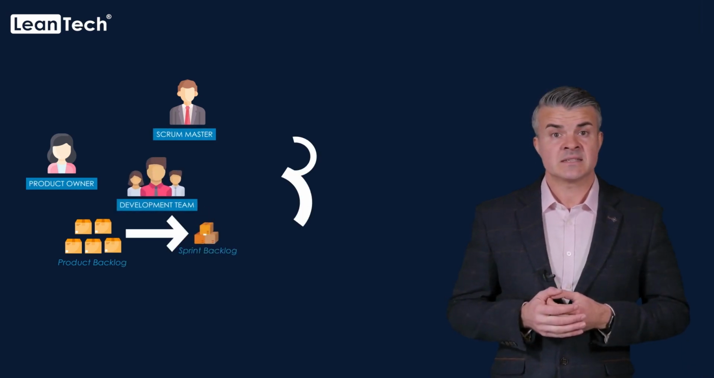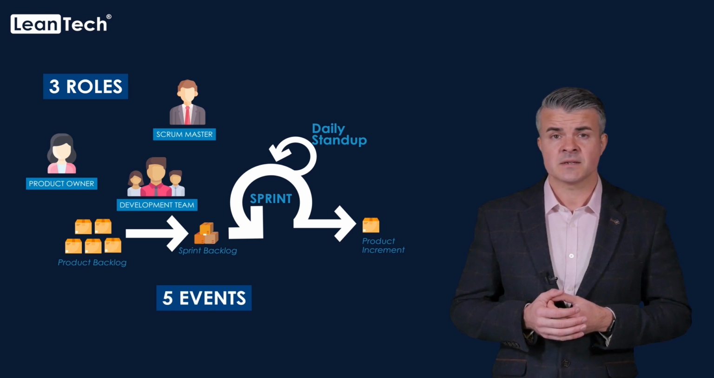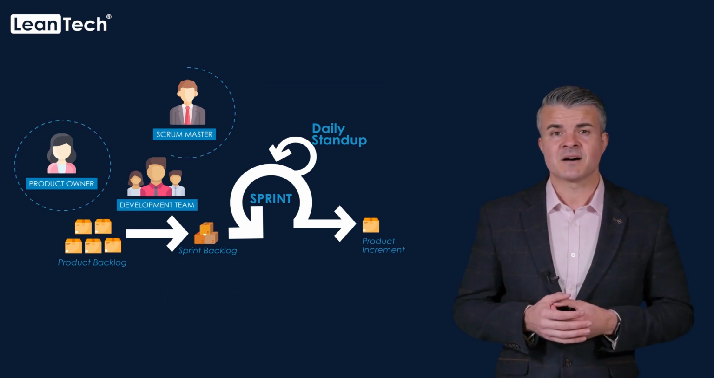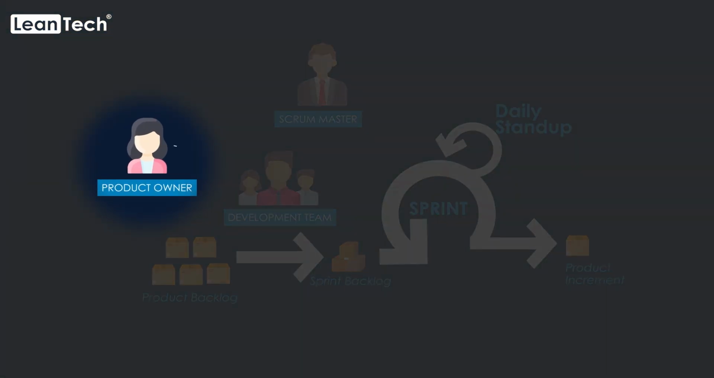Scrum framework is simple but not easy. It contains 3 roles, 5 events and 3 artifacts. The 3 roles are the product owner, Scrum Master and development team leader. The product owner's primary responsibility is to maximize the value of a development team.